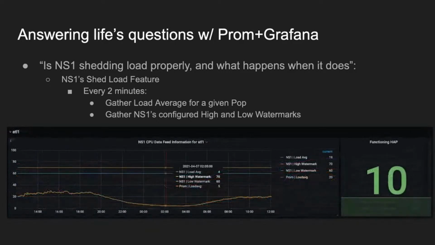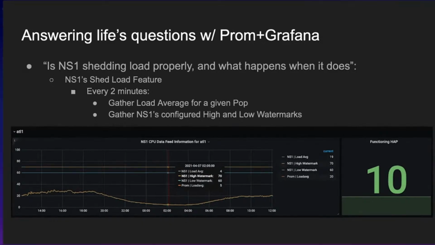And this is a more broken down view of one particular site, Atlanta, where it shows the high and low watermarks. You can see the two lines: on our side, what we view as the Prometheus load, and also the load that's configured there, to see if there are any discrepancies between what we're sending them versus what we believe to be true.